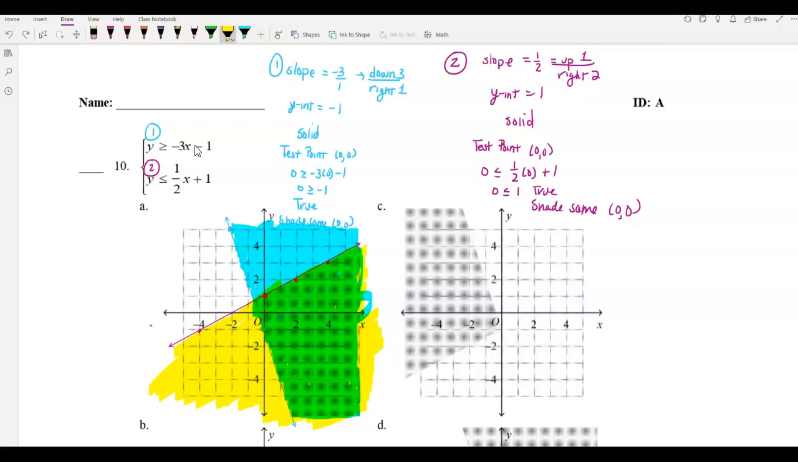And now we have to look for that overlapping region, which in this case just happens to be option A.